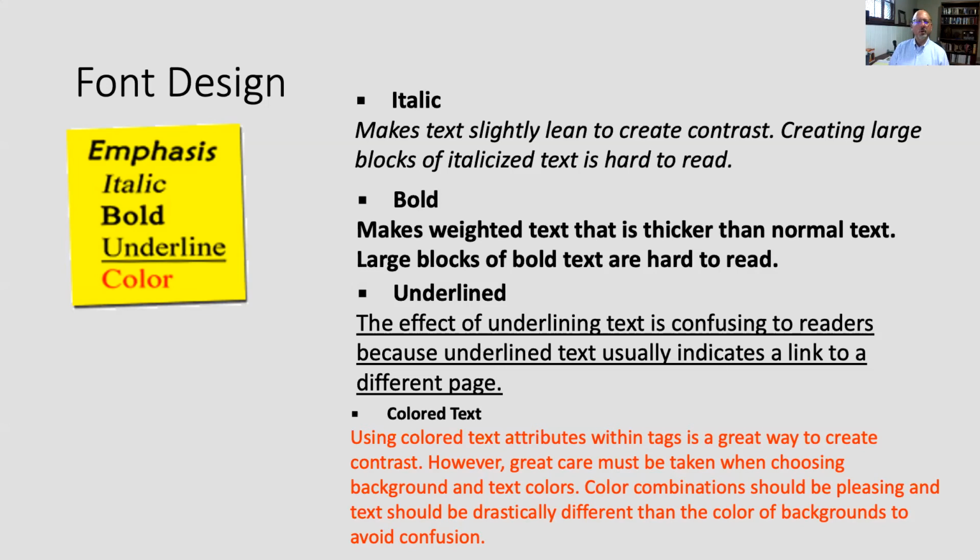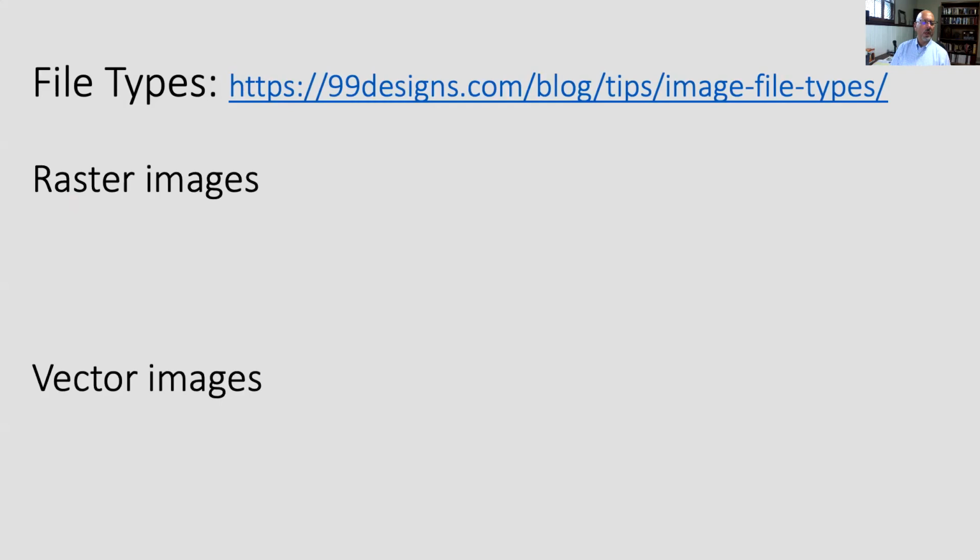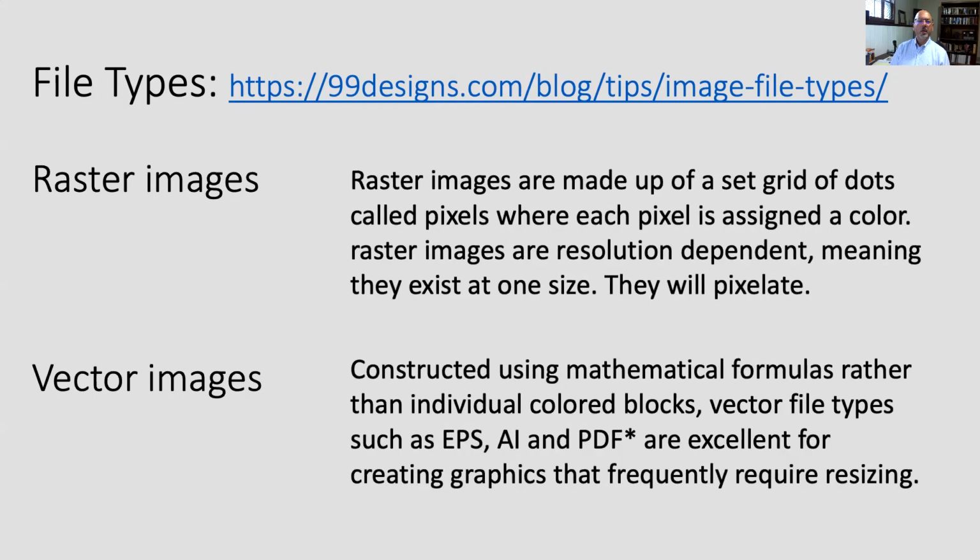Okay, we talked earlier about different file types. We talked about raster images and vector images. And this website that I have listed here, I'm not affiliated with it. It gives you a nice explanation for the differences between raster images and vector images. 99designs.com gives you a short little explanation there. And this is how they explain that.